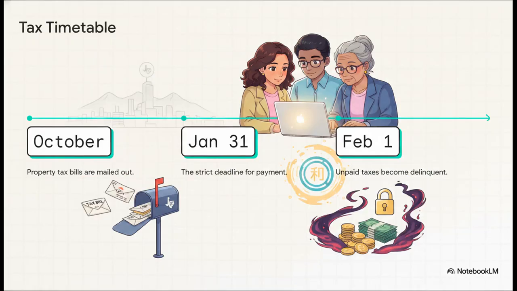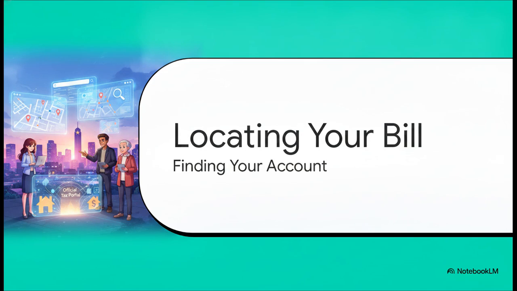Now, timing here is everything. Tax bills are traditionally mailed out in October, which gives you a nice window to get your finances in order. But January 31st, that is the hard deadline. The very next day, February 1st, those taxes become delinquent. And trust me, you don't want that, because it immediately triggers penalty and interest fees. Paying online is hands down one of the absolute best ways to make sure your payment is safely timestamped before that critical deadline hits. Moving right along to Section 2, locating your tax bill, finding your account online.